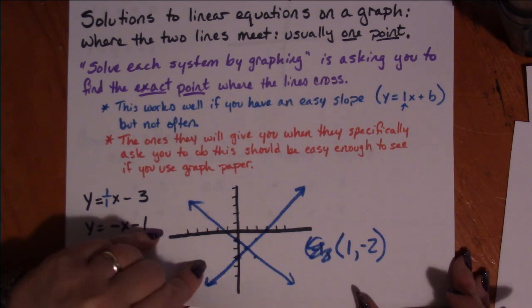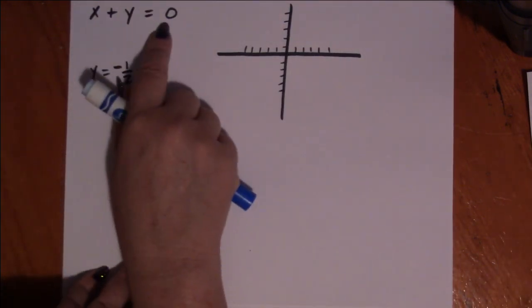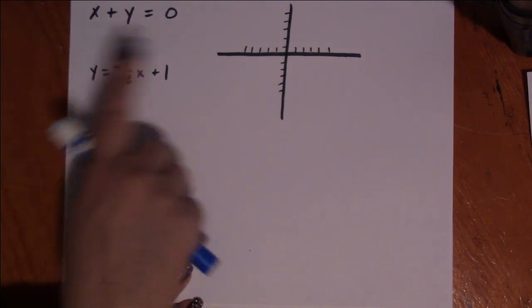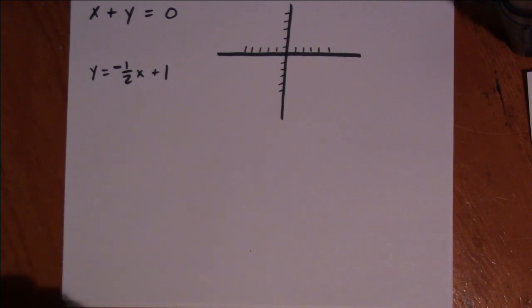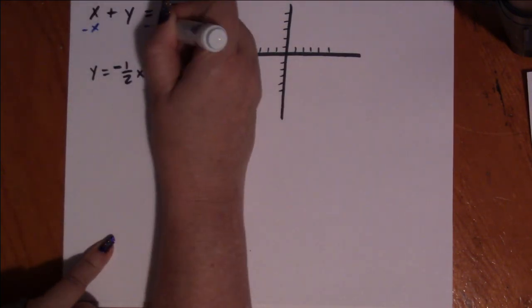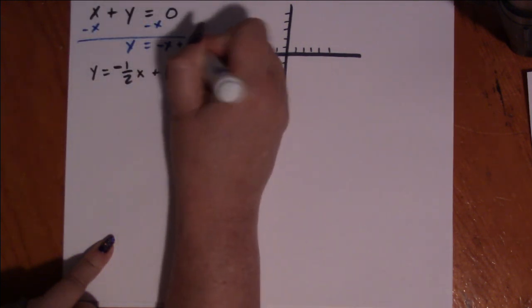Okay? Let's try another one. Here we have x plus y equals 0 and y equals negative 1/2 x plus 1. Now we want both of them to be in slope-intercept form so that we can graph it easily. So we're going to subtract x from both sides, and y equals negative x plus 0.